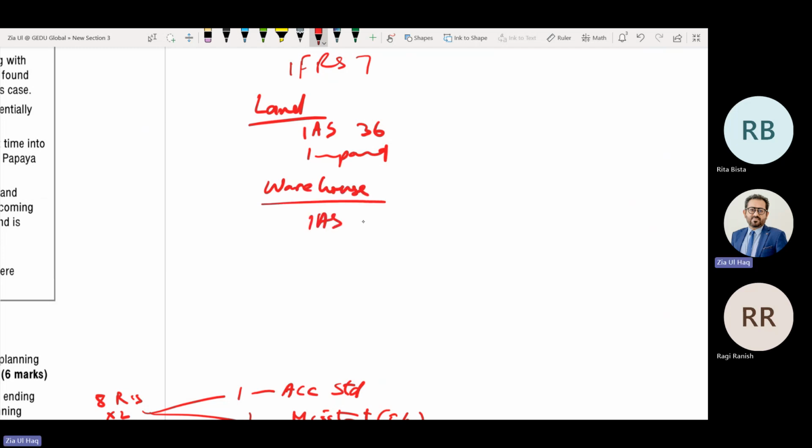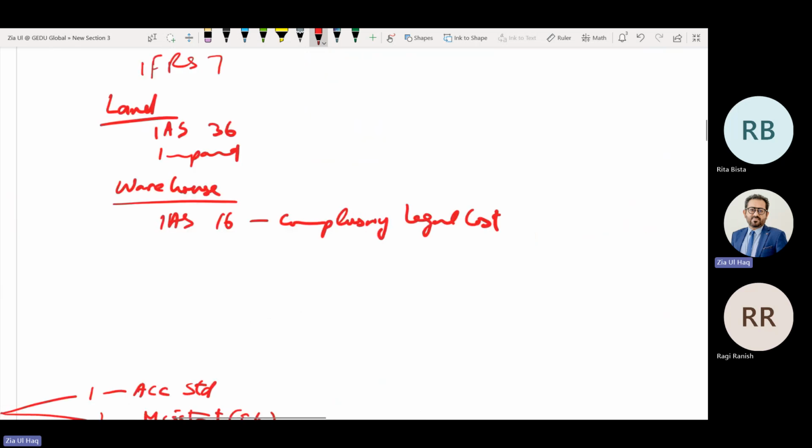So for IAS 16, compulsory legal cost relating to asset must be capitalized and depreciated over the period. So this 25,000 must be capitalized in the current year and must be depreciated over a 3 year time period. If company is not capitalizing, charging complete as expense, or capitalizing but not depreciating over a 3 year time period, chances are that financial statements could be manipulated.